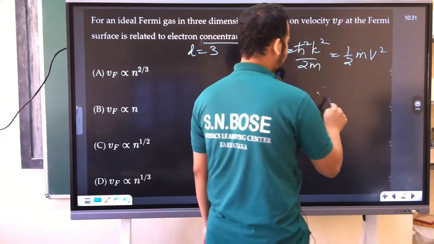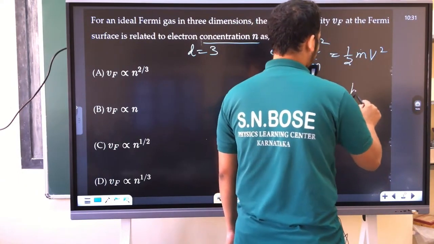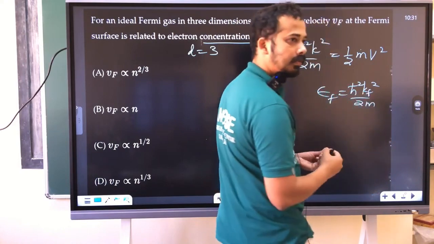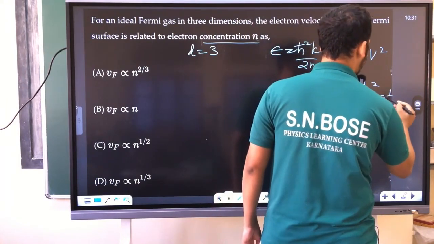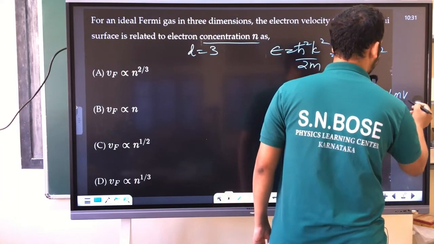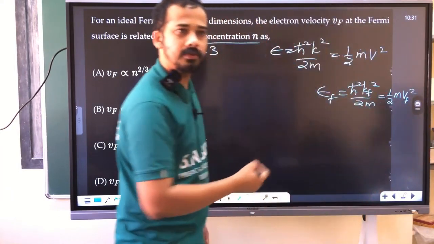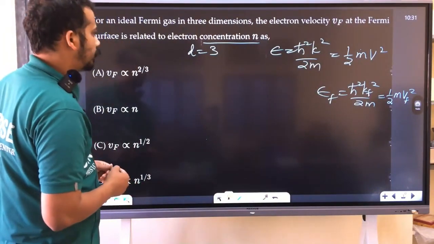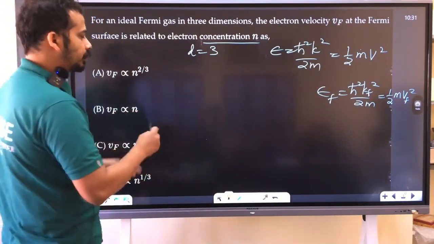Now EF is equal to ħ²kF²/2m. Okay, that we write as half m vF². Got my point? So now look here, what would you do? Would you integrate this one? You can integrate this one.